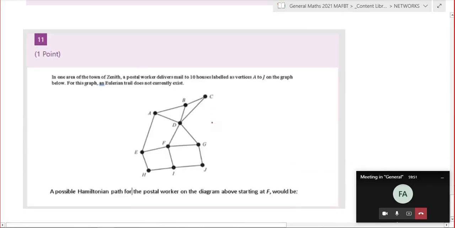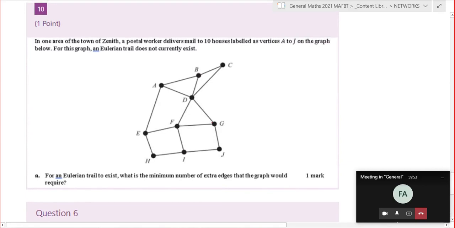Okay, last 2. In the area of the town Zenith, a postal worker delivers mail to 10 houses labeled as vertices A to J in the graph below. For this graph, a Eulerian trail does not currently exist. So this is saying that you can't go through each edge once. For a Eulerian trail to exist, what's the minimum number of extra edges that the graph would require?